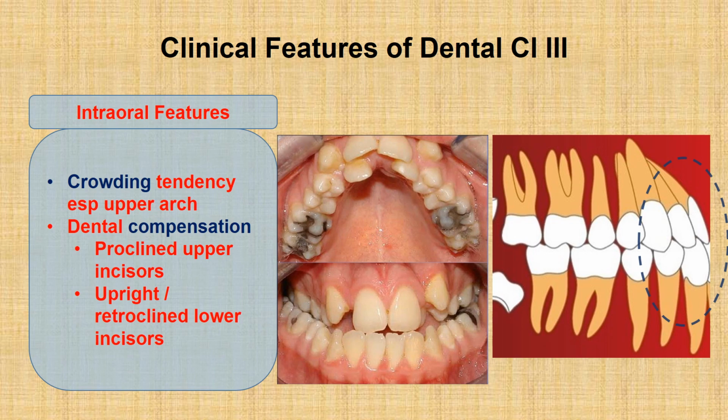Now, the other feature we tend to see is what is known as a dental compensation. Because the lower incisors are more forward placed, they tend to become retroclined, whereas the upper incisors, which are backward placed, tend to procline in order to bring about dental compensation.